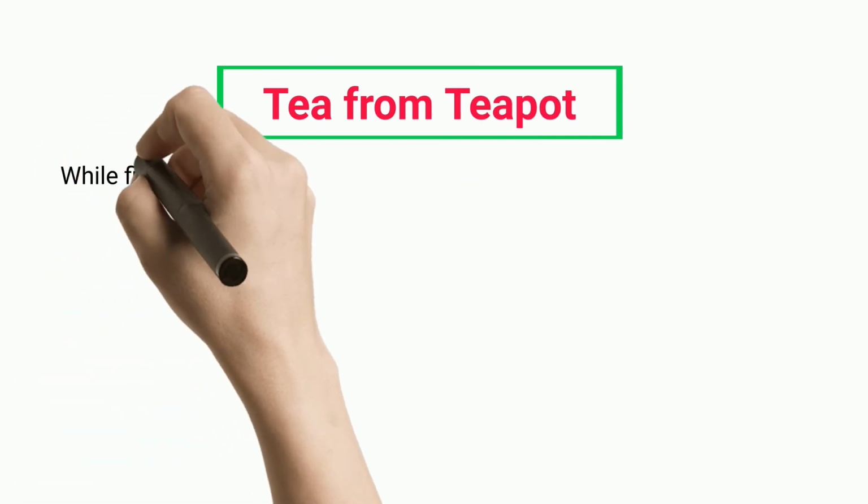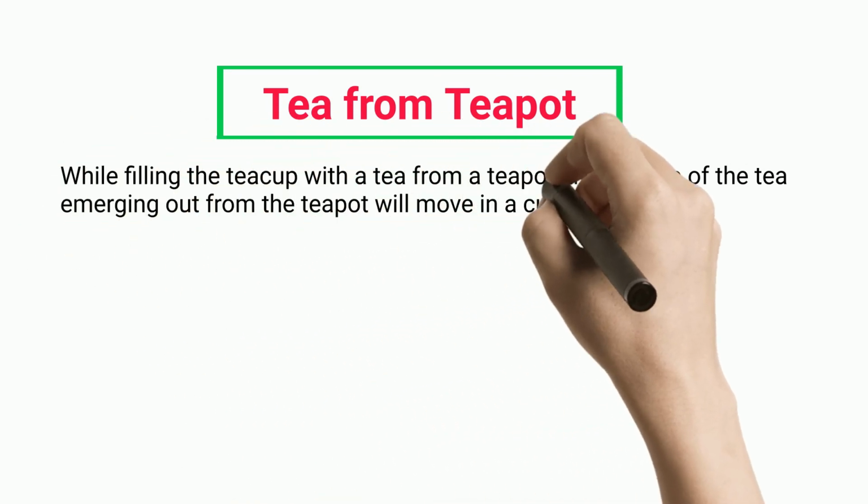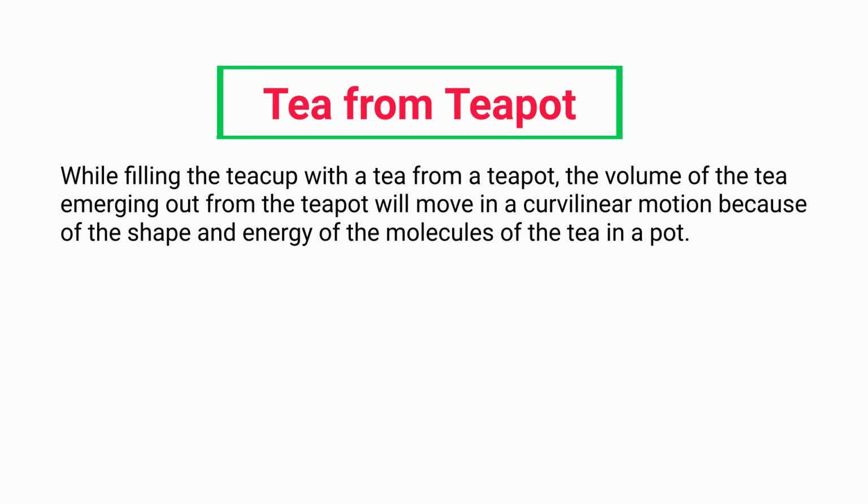Tea from teapot. While filling the teacup with tea from a teapot, the volume of the tea emerging out from the teapot will move in a curvilinear motion because of the shape and energy of the molecules of the tea in a pot.